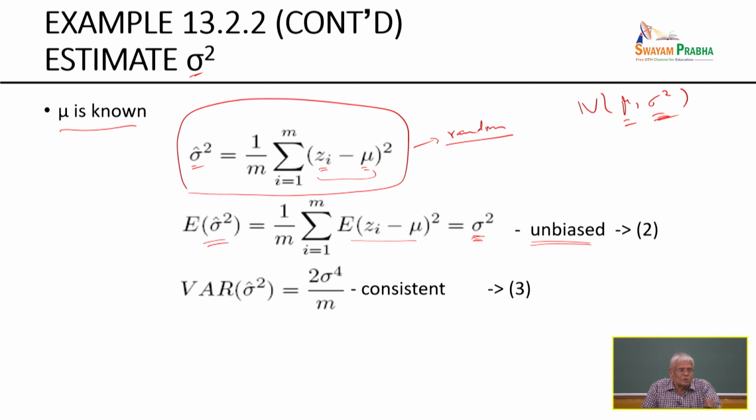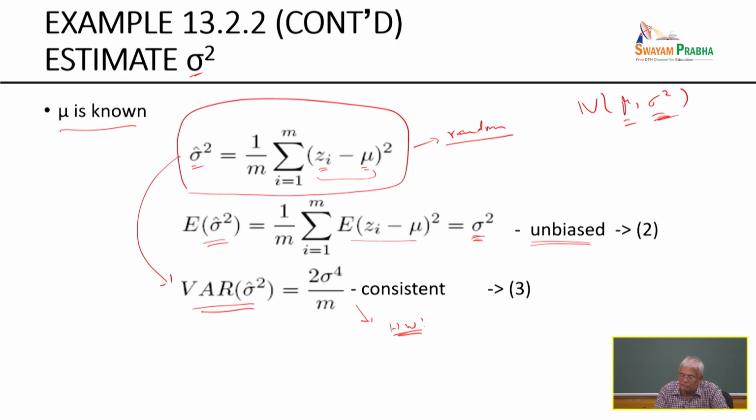Now I would like to look at the consistency and efficiency of those estimates. So I need to compute the variance of that, because that's random. It can be shown the variance of this is equal to 2 sigma to the power 4 by m. I would like you to do this as a homework problem. It's a very good standard exercise in probability theory.